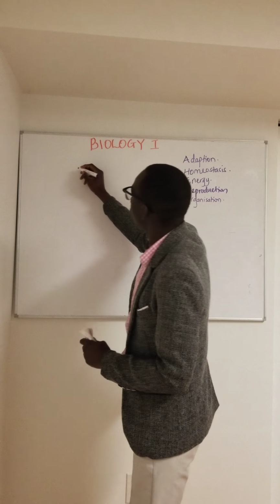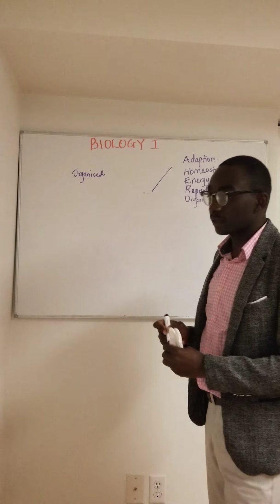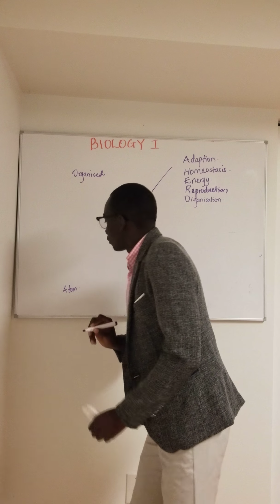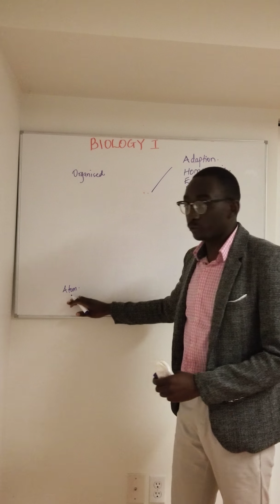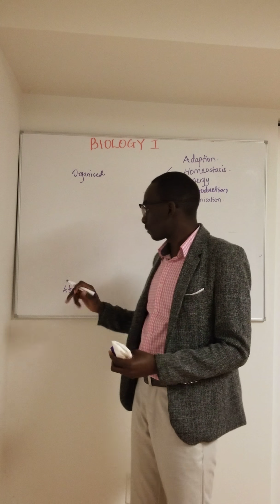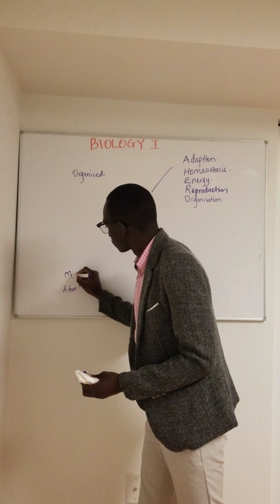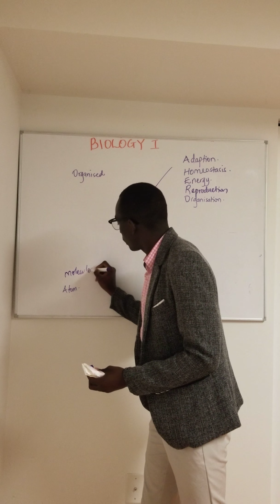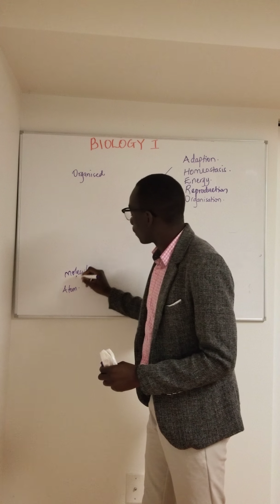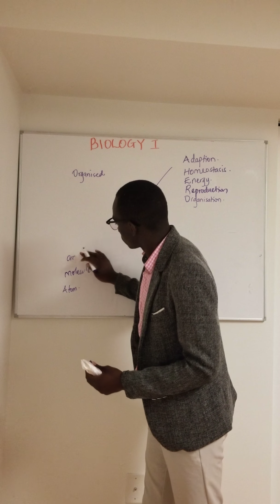So when we say living things are organized, we mean that everything begins from an atom if you refer to your chemistry. So an atom is the smallest unit of an element. So when a group of atoms combine, they will form a molecule, like for example, a molecule of water. So when molecules combine, they will form a cell.